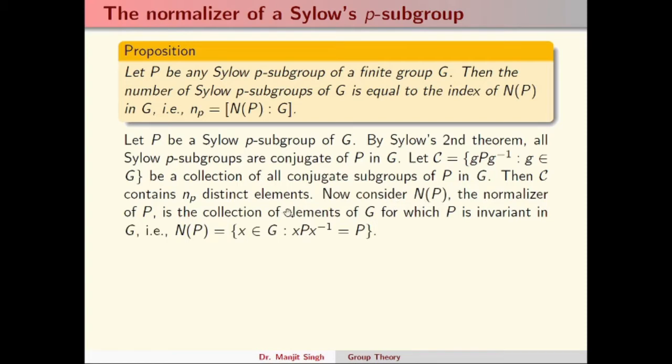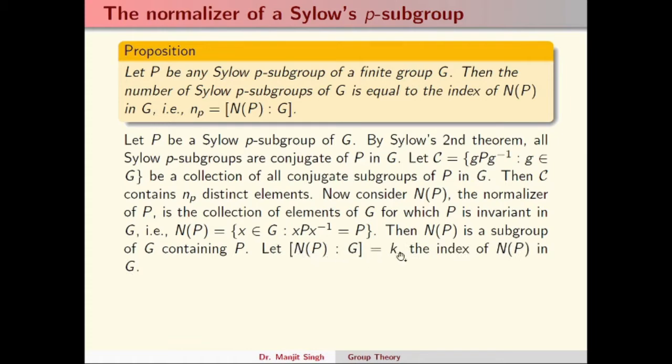The normalizer of P is the collection of elements of G for which P is invariant in G. So N(P) is the collection of x belonging to G such that xPx inverse equals P. Note that we are taking left conjugates of subgroups P. One can take right conjugates, but throughout this study we will take left conjugates. It is well known that N(P) is a normal subgroup of G containing P.